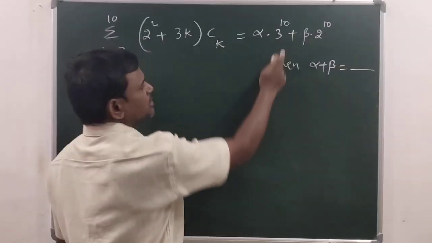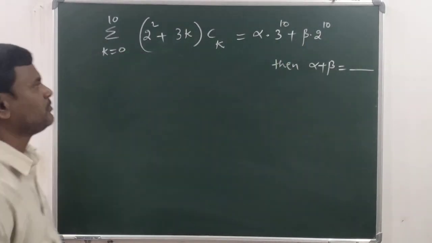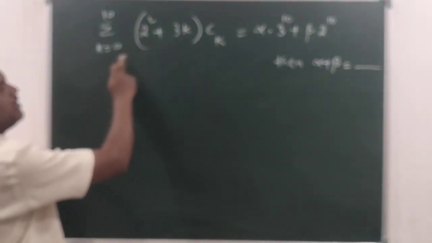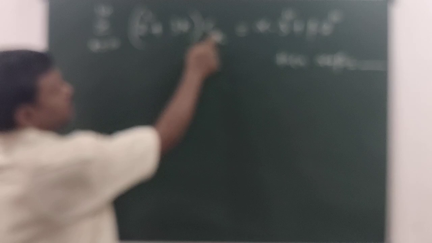Okay, students. So this is equal to this, where alpha and beta are any real numbers. I want the sum of alpha plus beta. See, simplify this, equate this sum equal to this, and compare alpha and beta. Now I am going to multiply these two with Ck and expand it. If you take 2 square outside, 2 square here, Ck, k is running from 0 to 10. So put k equal to 0, 1, 2 till 10.